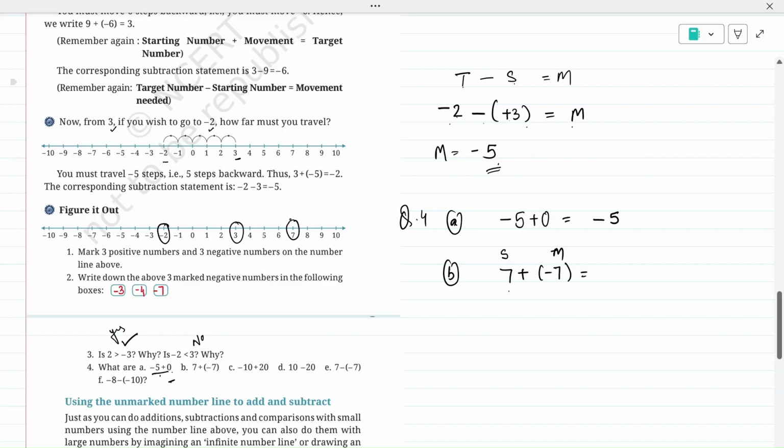Okay, and I'm taking -7. Okay, 7 steps backward, so I will reach 0.